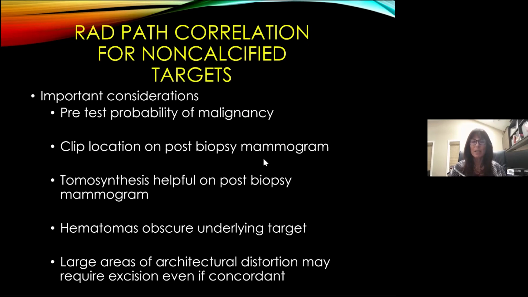For non-calcified targets, your pretest probability of cancer is really important because we don't have the specimen radiograph to establish satisfactory sampling. The clip location on the post-biopsy mammogram will help you determine whether or not you biopsied the right location in the breast. And for these targets, I find that tomosynthesis on the post-biopsy imaging can be very helpful for evaluating the presence or absence of really a minute residual lesion or calcifications.